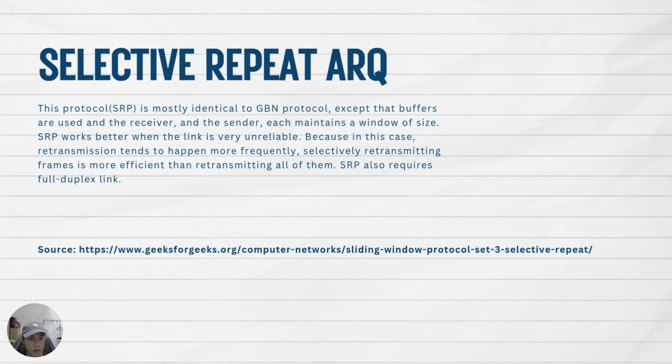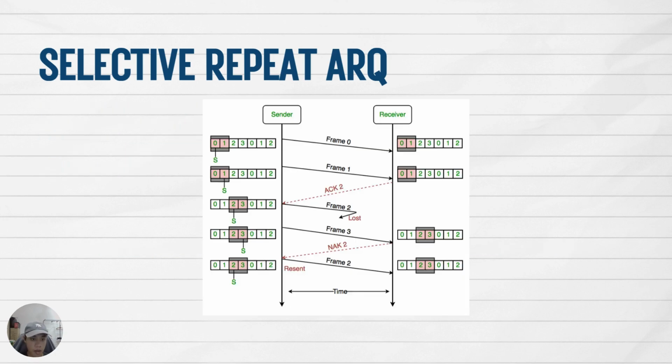Lastly, selective repeat ARQ. This protocol, SRP, is mostly identical to the GBN protocol, except that buffers are used and the receiver and the sender each maintain a window of size. SRP works better when the link is unreliable because in this case, retransmission tends to happen more frequently. Selectively retransmitting frames is more efficient than retransmitting all of them. As usual, we got our sources from the GeeksforGeeks website, and this is the selective repeat ARQ visual representation.